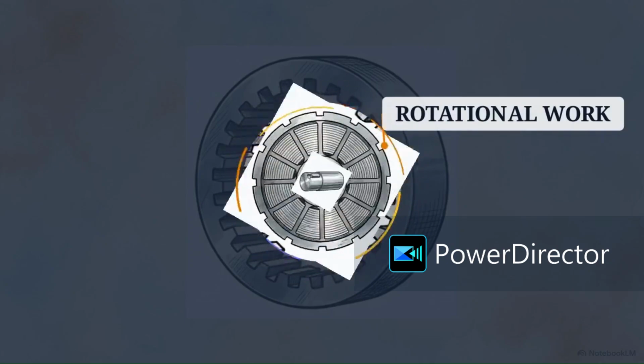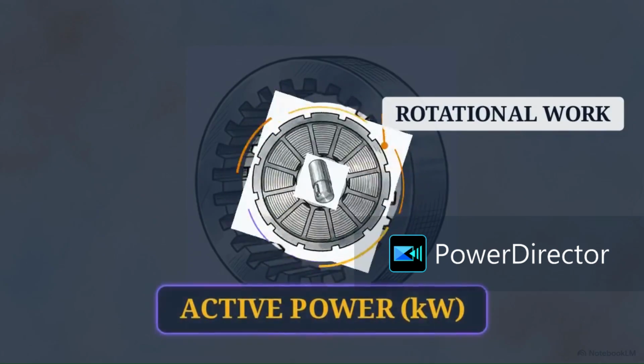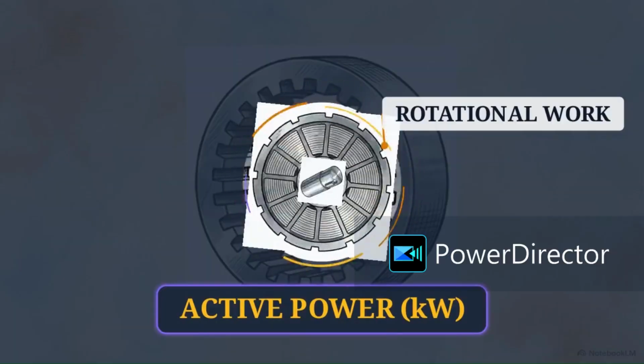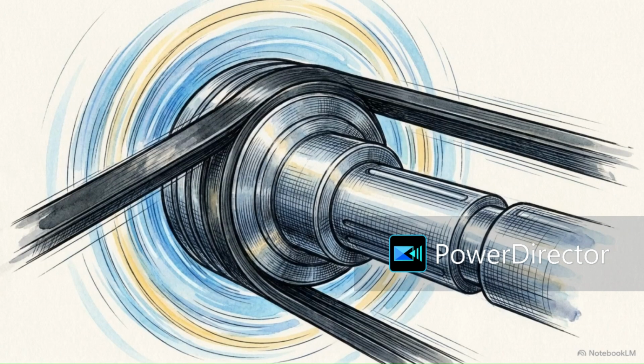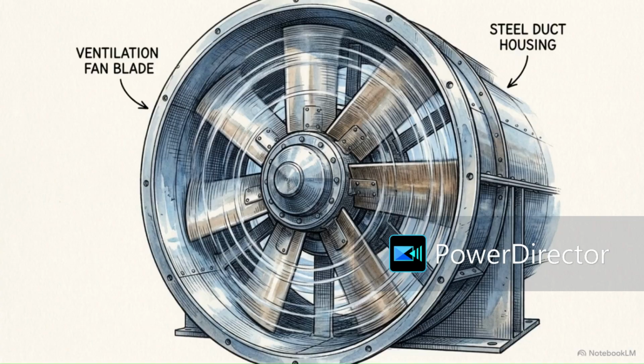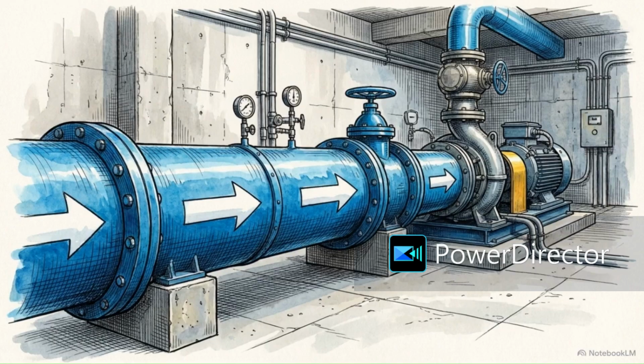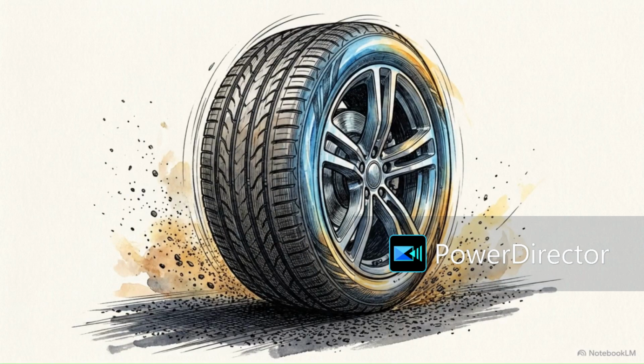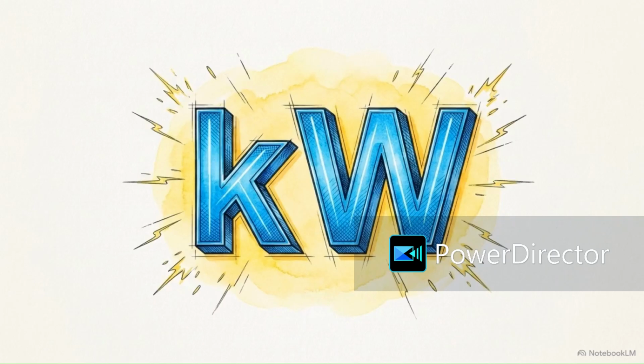The second task for the electricity is forcing the central shaft of the motor to physically turn. This energy, the force creating that physical rotation, is called active power. This rotation is what performs the work. It turns ventilation fans, pumps municipal water through pipes, and drives electric vehicle wheels. Every ounce of that active power is measured in watts or kilowatts.